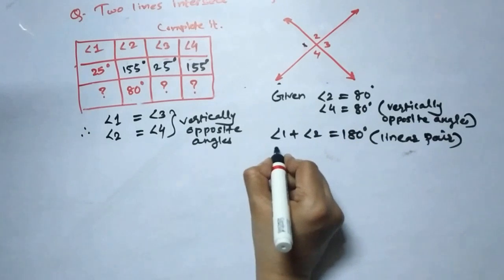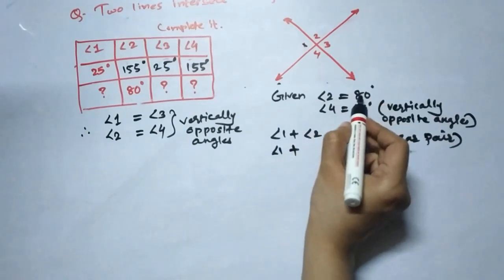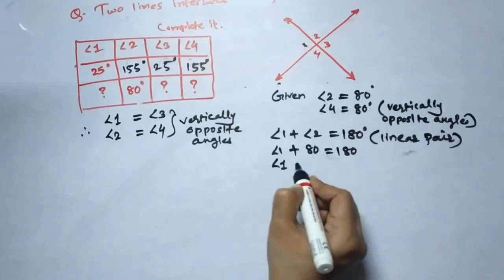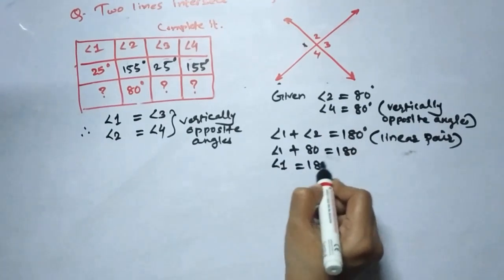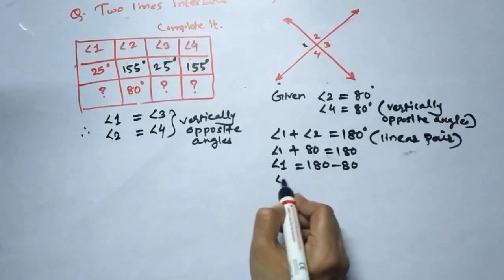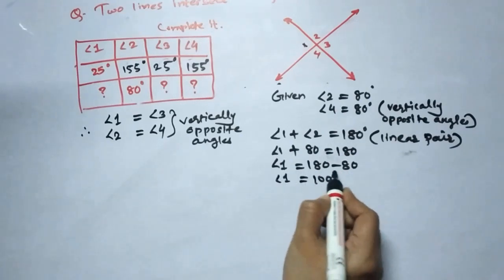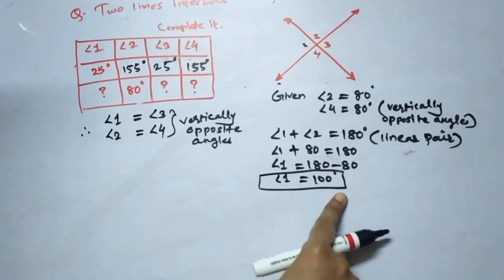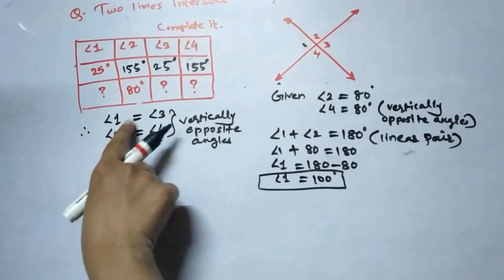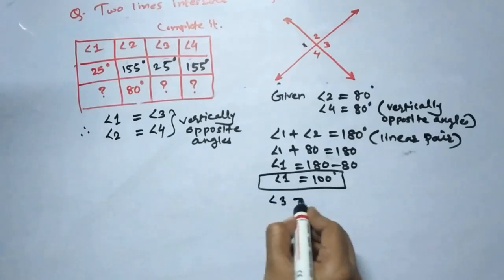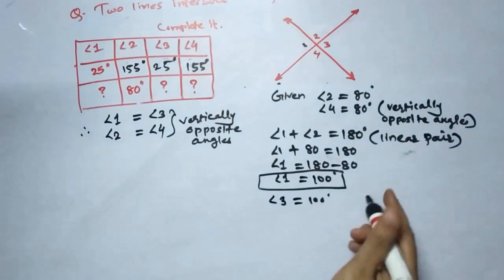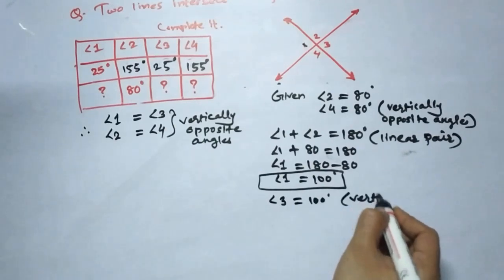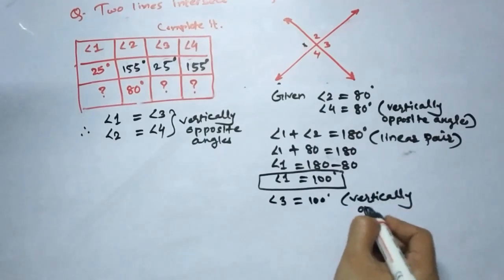So angle 1 we don't know, angle 2 we know that is 80 degrees. So in order to find out angle 1, send this positive 80 to that side, it becomes minus 80. So friends, we'll get 100 degrees here. So angle 1 is what? 100 degrees. As this angle 1 is 100, its vertically opposite angle 3 is also going to be 100 degrees. So you can write down the reason: vertically opposite angles.